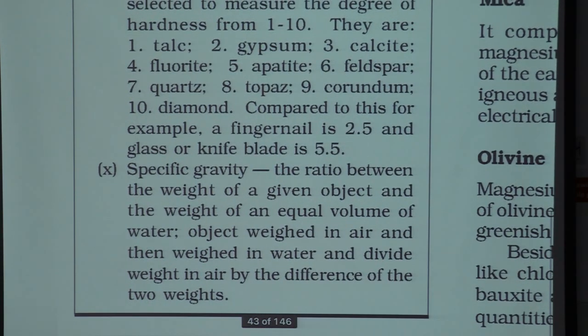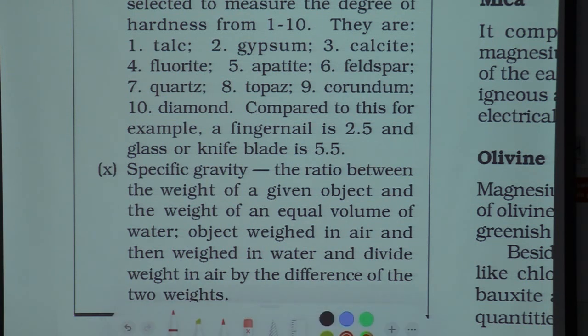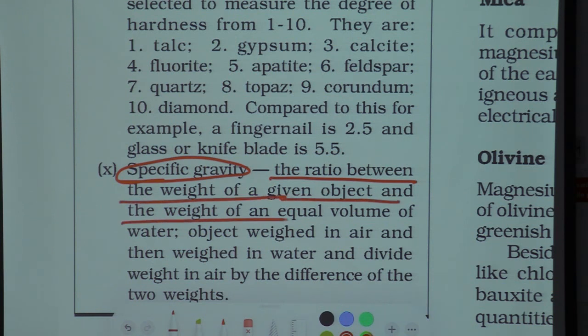And what is meant by specific gravity? Our NCERT gives us an excellent description. Actually, we should not go beyond it. Questions can easily be framed from that. Specific gravity is the ratio between the weight of a given object and the weight of an equal volume of water.